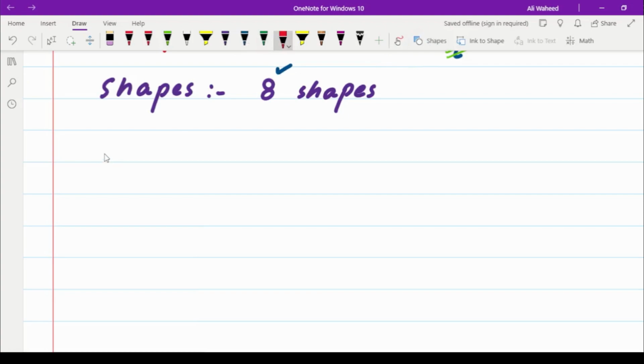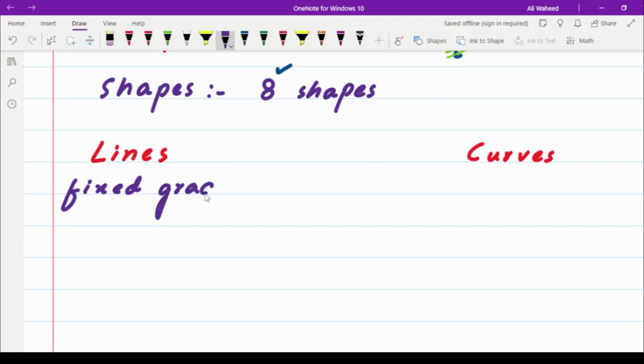So those 8 shapes are divided into two major categories. The first one is lines, and the second category is curves. Now how do you define a straight line? A straight line has fixed gradient. This is how we define these ones, fixed gradient. And how many lines do we have? We have 4. And the curves are defined as variable gradient.